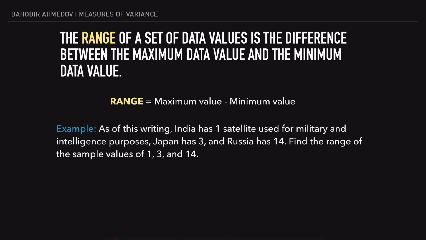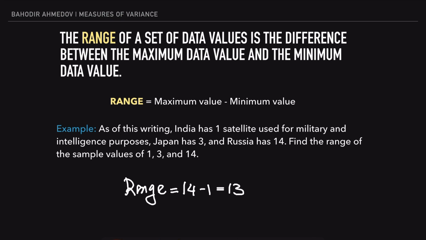For example, as of this writing, India has 1 satellite used for military and intelligence purposes. Japan has 3, Russia has 14. So find the range of the sample values 1, 3, and 14. In this case, the minimum value is 1, the maximum value is 14. So the range is going to be equal to 14 minus 1, which is equal to 13.